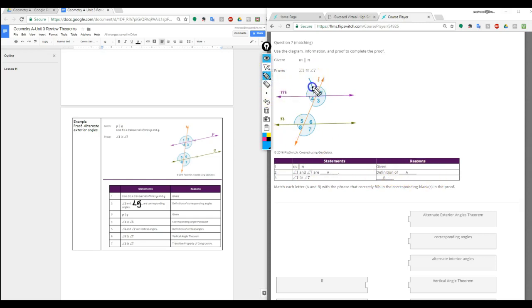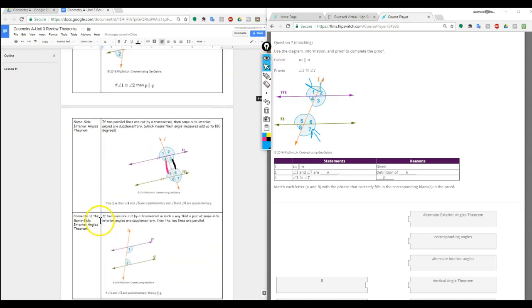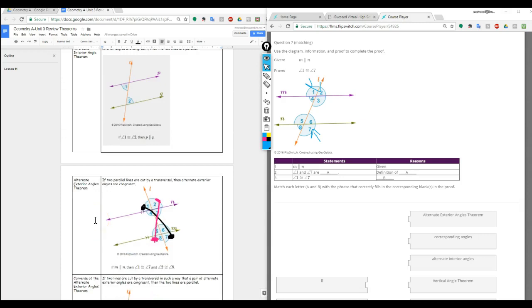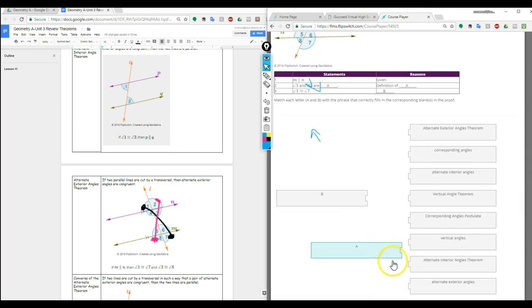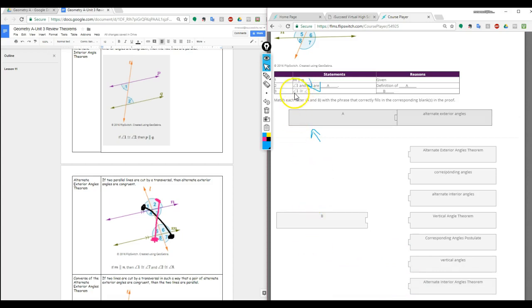Okay, so angle 1 and 7. Now if you notice, they're on the outside, and they are, if you wanted to scan, they are alternate exterior angles. If you notice 1 right here and 7 right there, it's in the same setup. So angle 1 and angle 7 are alternate exterior angles. So click A, alternate exterior angles, and then angle 1 is congruent to angle 7.